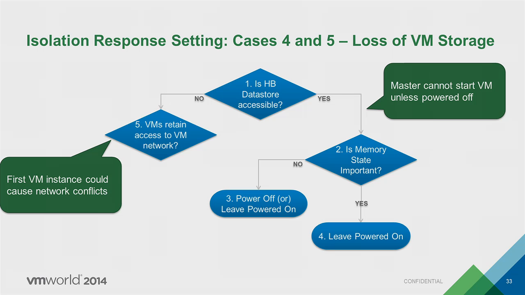Now, in that situation, if your VM network is still up and running, then you might be in a situation where you have two powered on VMs, and there's a collision in the VM network, a MAC address collision in the VM network. So if that's the scenario, then power off the VMs. Otherwise, check if your memory state is still important. If it is important, set the policy based on that.